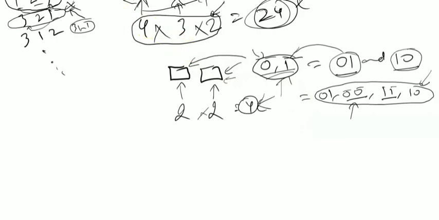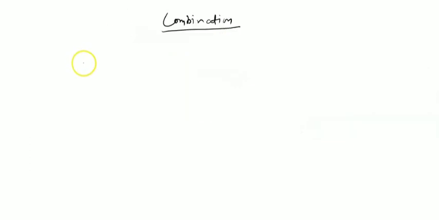Now let's head on to the difference between combination and permutation, which is that rearrangements are not allowed.